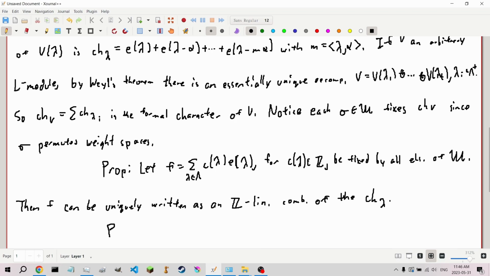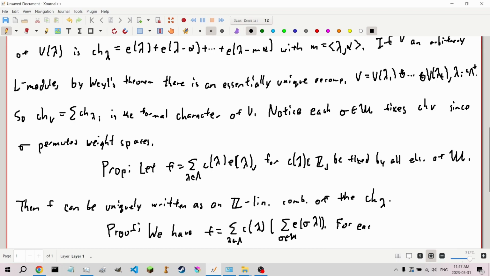And the proof. First we have that F is the sum over our lambda in lambda of c lambda times the sum for sigma in the Weyl group of E of sigma lambda. I think that's right, and I can permute them to make sense.